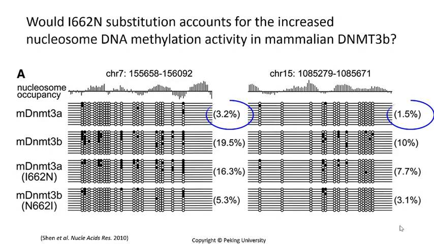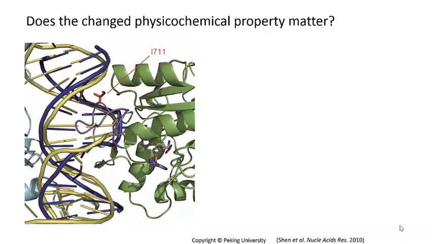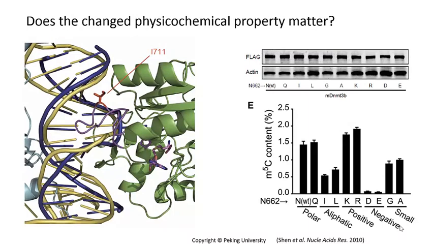The results showed that a single amino acid substitution can indeed effectively enhance the methylation activity of DNMT3A, and the reverse substitution will reduce the methylation activity of mammalian DNMT3B. That is to say, the substitution from isoleucine to asparagine contributes to a stronger methylation activity of mammalian DNMT3B than DNMT3A and non-mammalian DNMT3B.